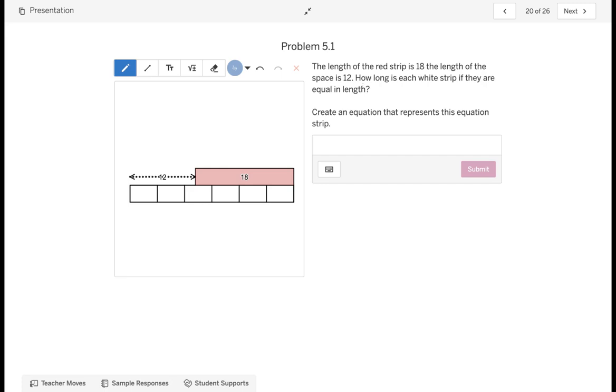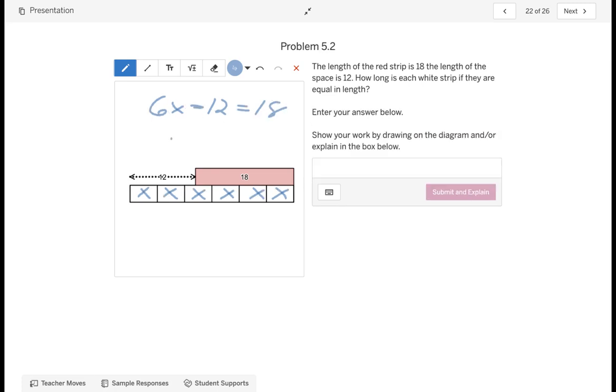So it says the length of the red strip is 18. The length of the space is 12. How long is each white strip if they're equal in length? So I know each of these are x because they're the same value, but I don't know what the value is. So therefore the equation is going to be 6x. And then if I took away 12 from that 6x, because the full length is right here, then the remaining piece would be 18.